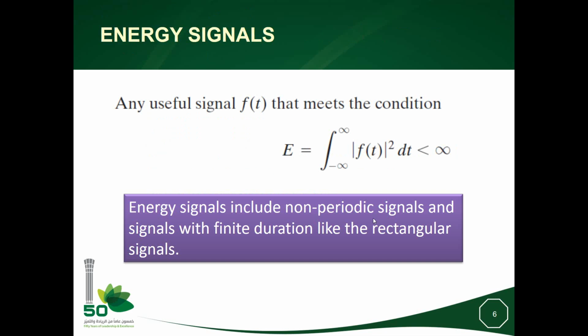I will call energy signals any signal f(t) that meets the condition of the boundedness of the energy, which is the integral from minus infinity to plus infinity of f(t) squared dt, which is the L2 norm of f(t) over an infinite interval of time, which should be bounded. So any signal satisfying this condition is called an energy signal.